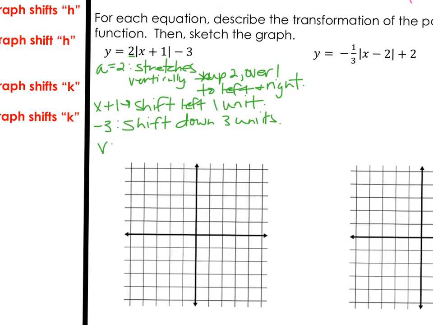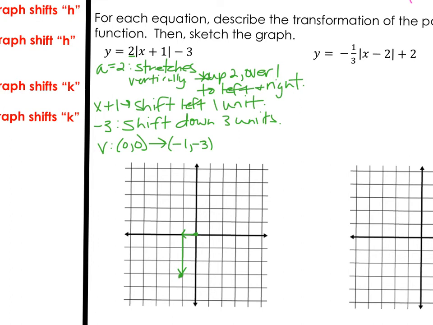Typically, our vertex is at 0, 0. That's the parent function. To find where our new vertex goes, we're going to describe the shifts to the left or right and then up or down. Since it shifts 1 to the left from 0, we would go to -1. And it shifts down 3 from there, so that 0 for the y value would move down 3 units. Here's what I mean. Normally, the parent function is right at 0, 0. If we shift the graph 1 to the left and down 3 units, that's our new vertex right here.